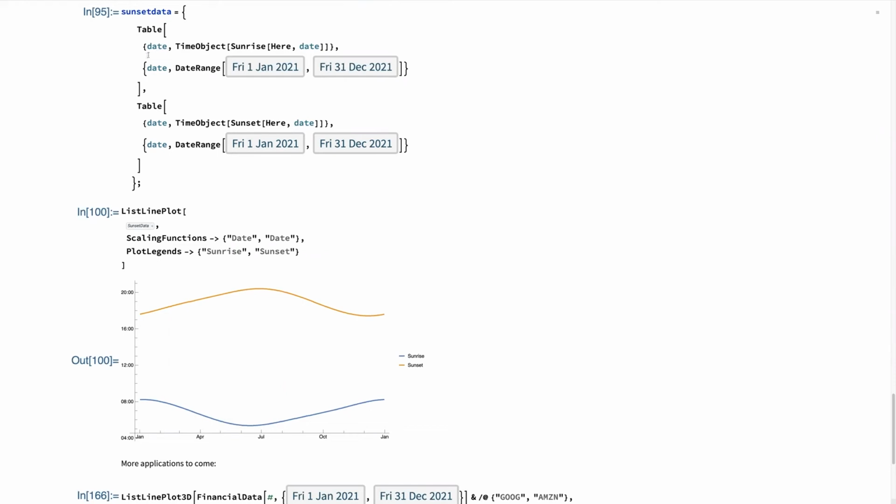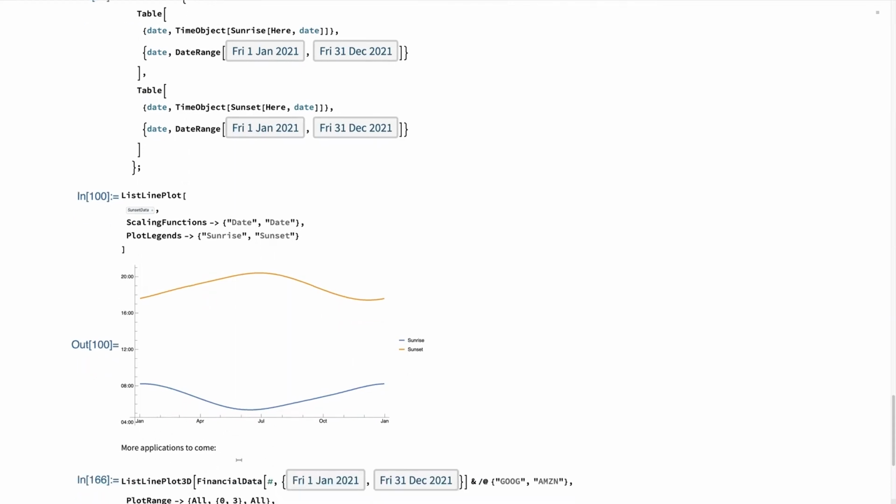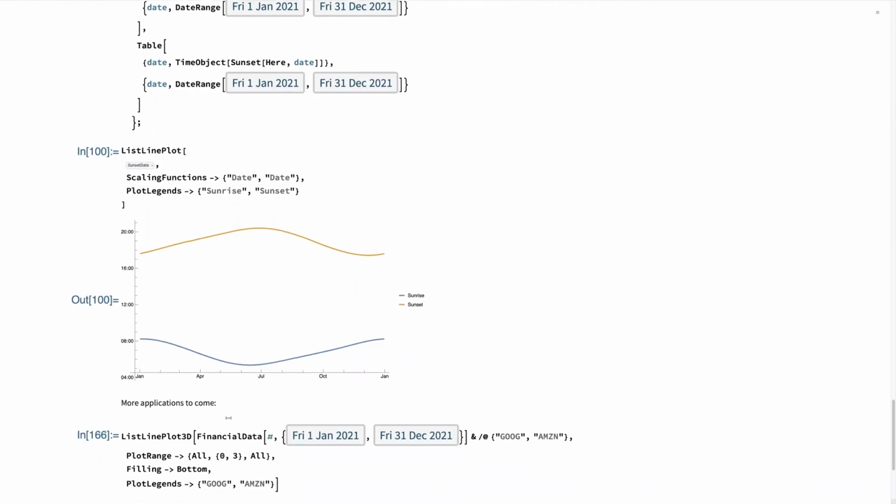Sorry, what I meant to say is that on the x coordinate, they are the dates. So in the x direction, you get the date axis. And since the y direction is also a time object, I also specify the date scale on the y axis. So you can easily visualize the dates with the date scale.